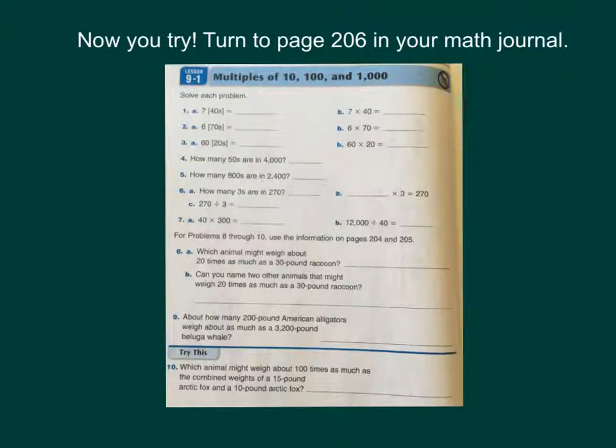Now you try. Turn to page 206 in your math journal. You're going to be using what you know about multiples of 10, 100, and 1,000 to solve these problems. Remember to use what you know about smaller math facts when approaching these multiplication and division problems. Good luck!